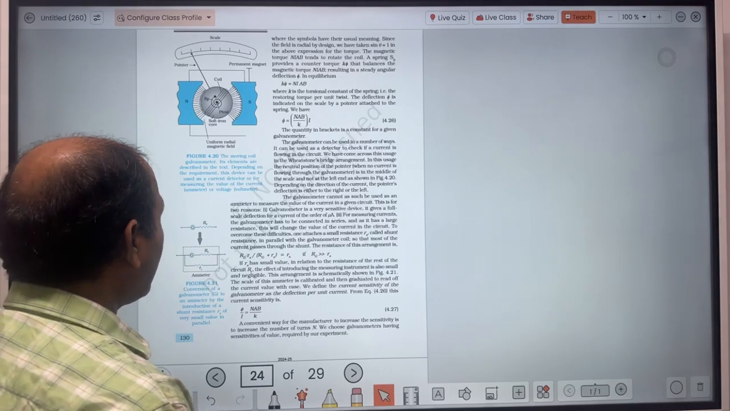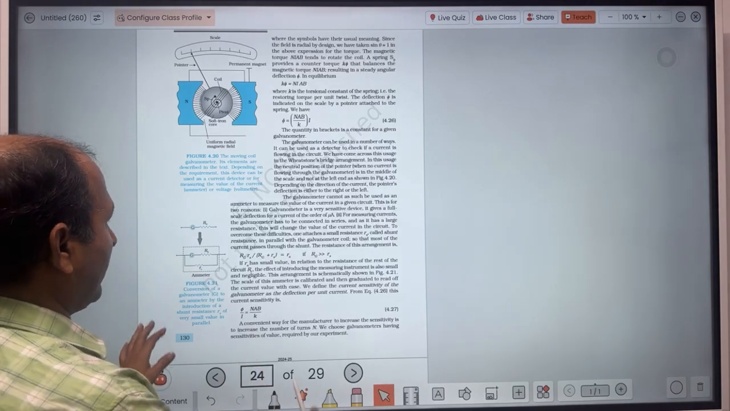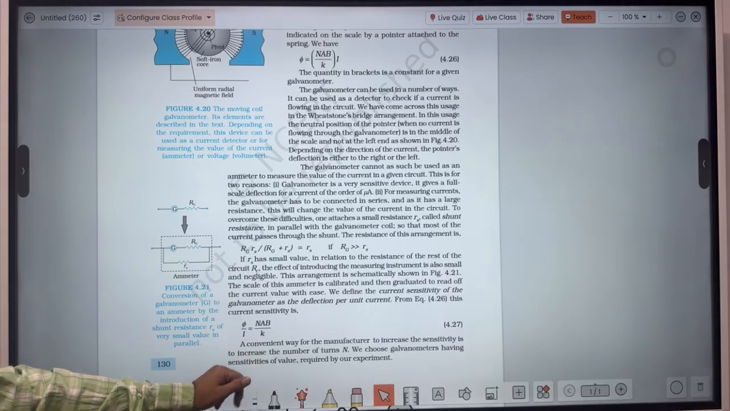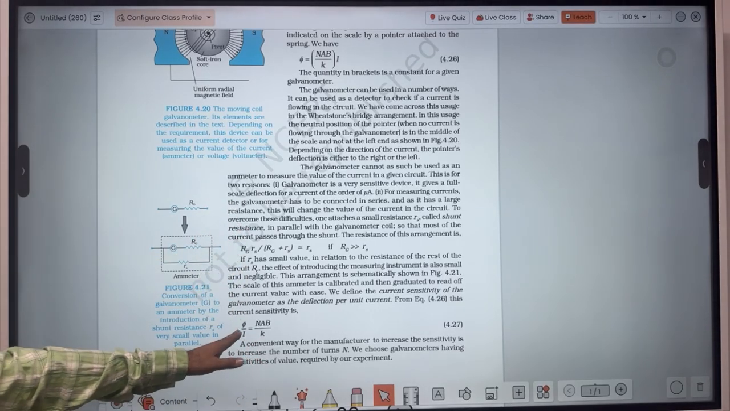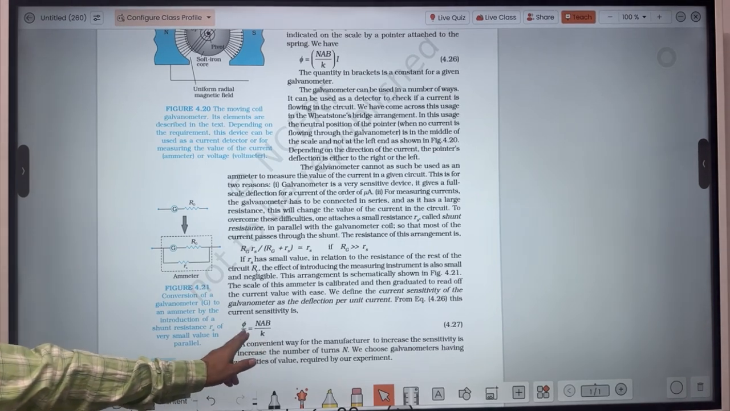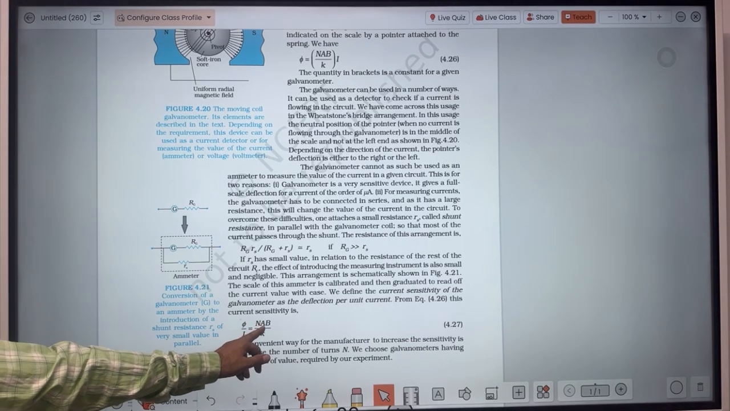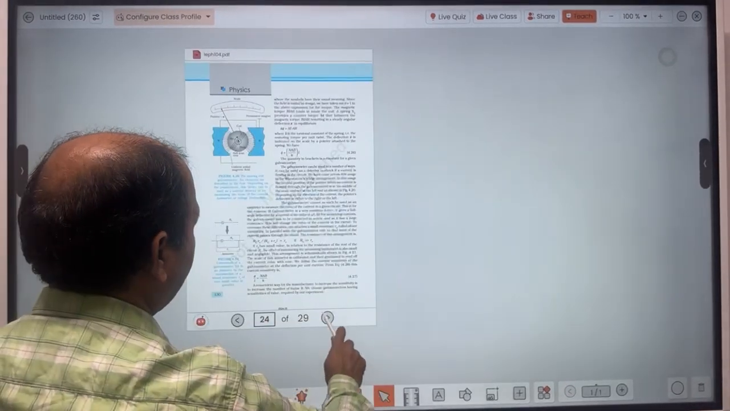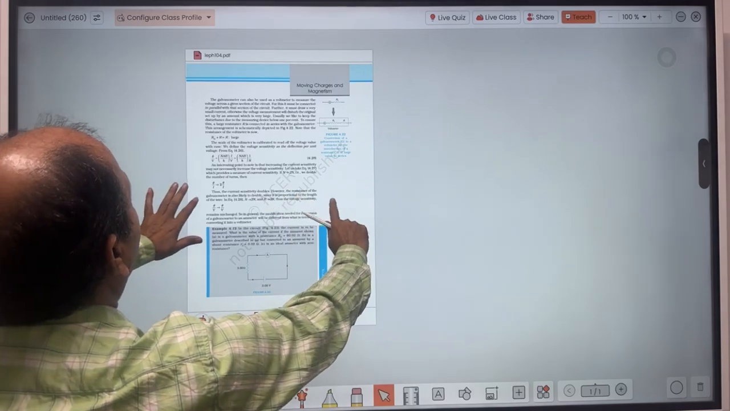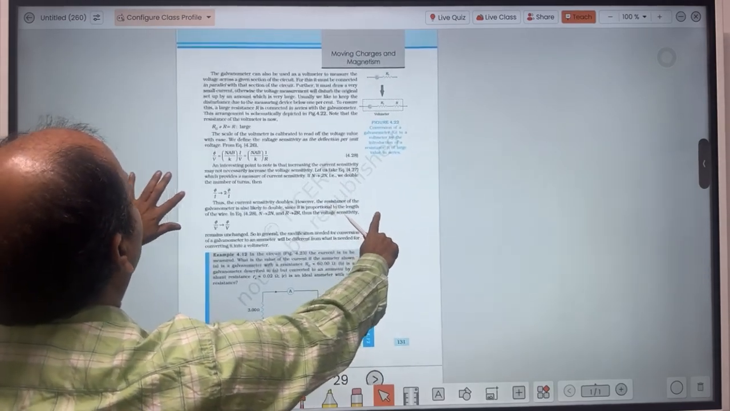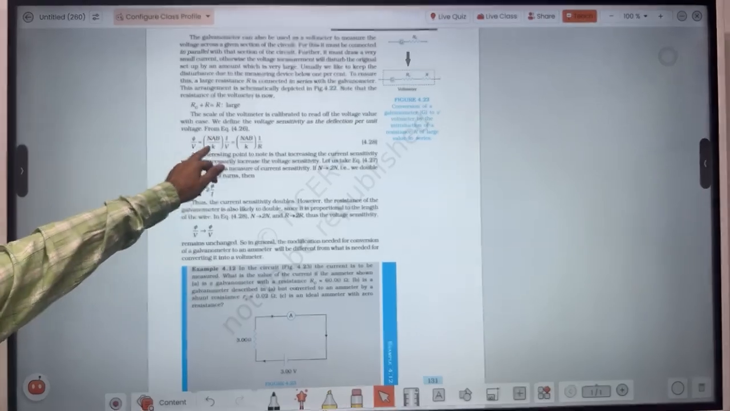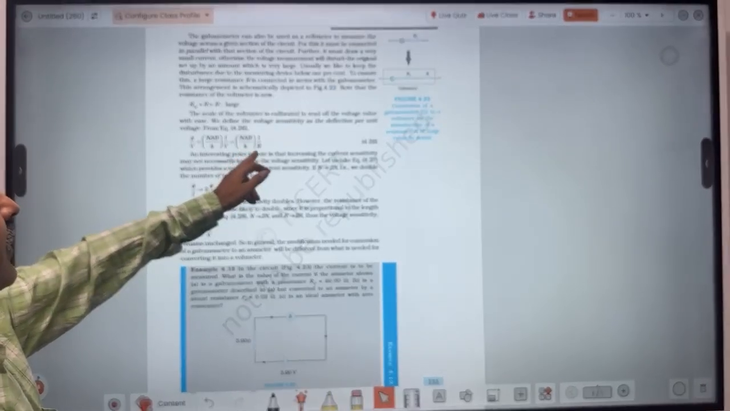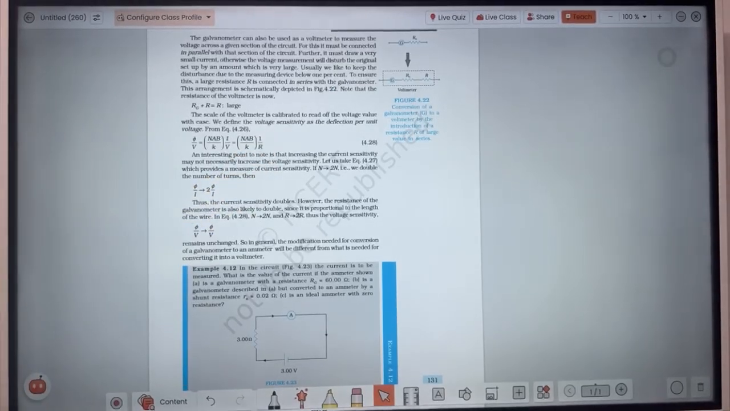Now, if you want to find voltage sensitivity, you can just divide by resistance also. It means phi divided by voltage gives voltage sensitivity. So phi upon IR will be equal to NAB upon KR, right? Here the same thing is explained: phi upon V equals NAB upon K times I upon V. So NAB divided by K, and here R is also there, right?